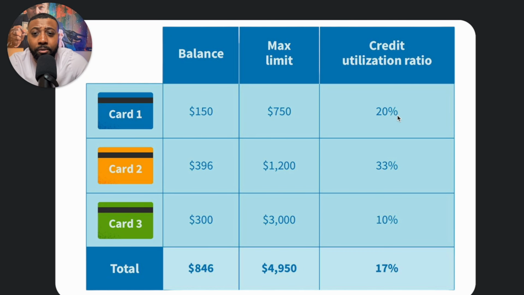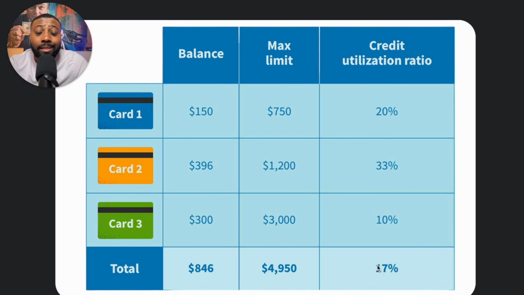Obviously, 20% for this card, 33% for that card, and card 3, you have 10% utilization. So the goal is not to just get all of these cards under 10%. The goal is this magic number right here, 17%. We want to get this under 10%.